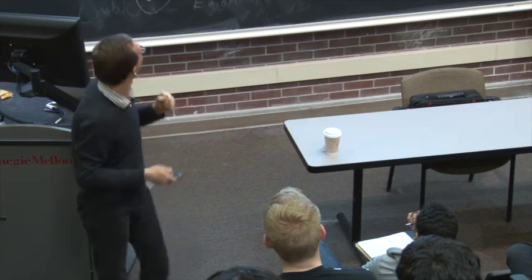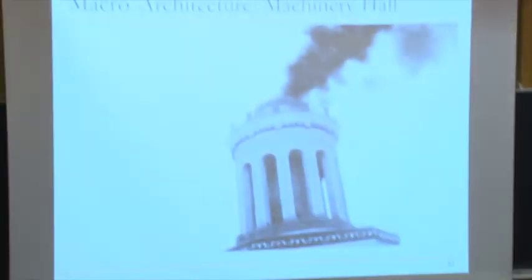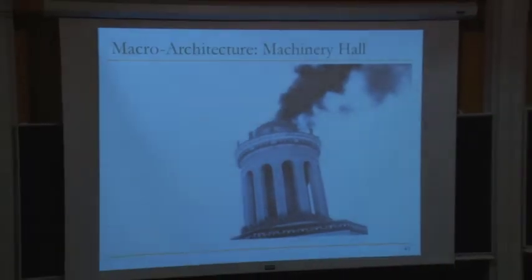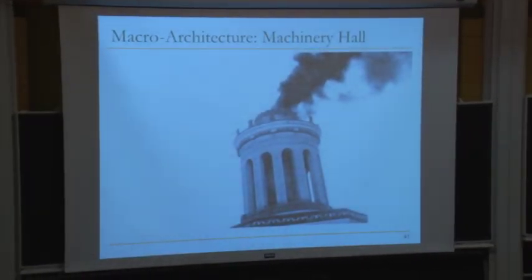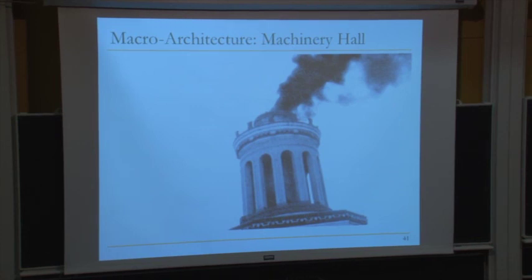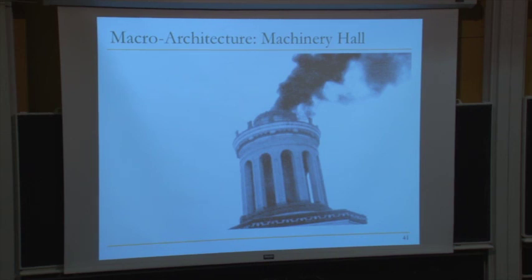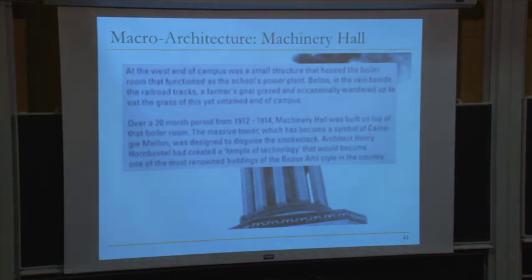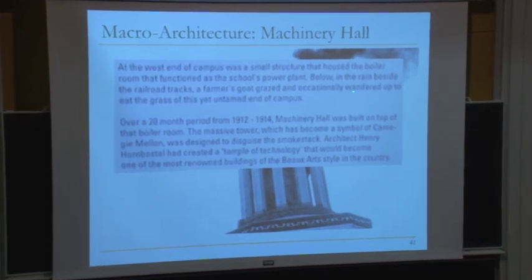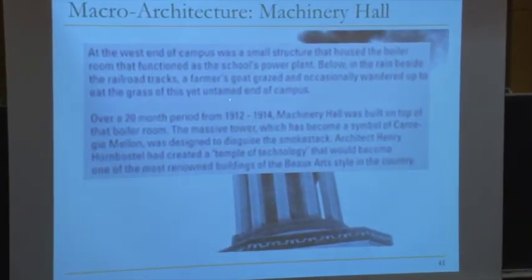Macro architecture. And you would know that from where you are today, right? This is the machinery hall. Do we use this machinery hall as it is used in this picture? Are you guys familiar that this place was actually a boiler at this point in time? It's not Hammerschlag Hall, but it used to be machinery hall. And if you read what is written in the entrance to the hall, it says, at the west end of campus was a small structure that housed the boiler room that functioned as the school's power plant. Below, in the rain beside the railroad tracks, a farmer's goat grazed and occasionally wandered up to eat the grass of this yet untamed end of campus.